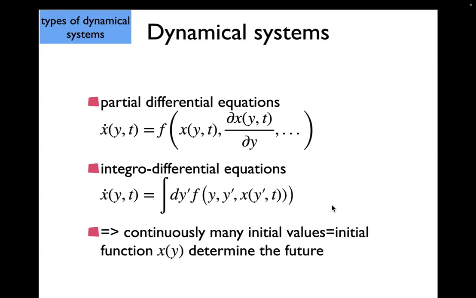So in both of these cases, your initial value isn't just a discrete number of values for different x's. It's a whole function. You have an initial function x of y. And if you think of this electrical field, then your initial value would be the electrical field distributed over space. And then you would have to see how it evolves in time. So this gets much more higher dimension, much more complex.